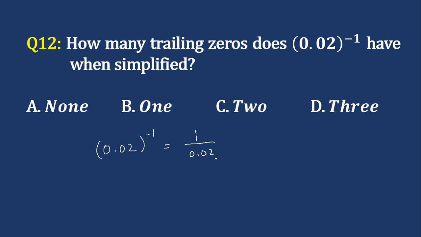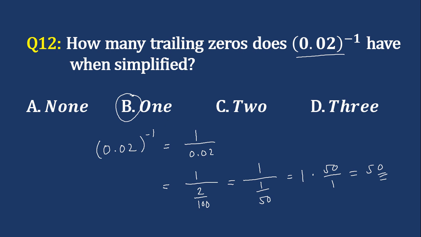Take note that 0.02 is the same as the fraction 2 over 100. And 2 over 100 is 1 over 50. So we have 1 over 50. And this is the same as 1 times 50 over 1, right? So the simplified form of this is 50. How many trailing zeros are there? There's only 1. So the answer is letter B.